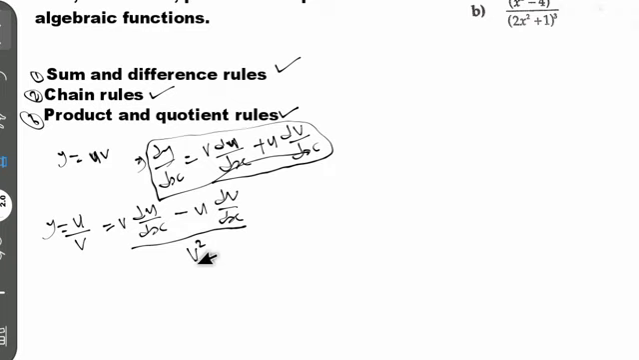Let me repeat again. First of all, you leave v constant and differentiate u with respect to s, minus you leave u constant and differentiate v with respect to s. That is what I have here, and everything is divided by v squared. Anything we have in the denominator is squared.